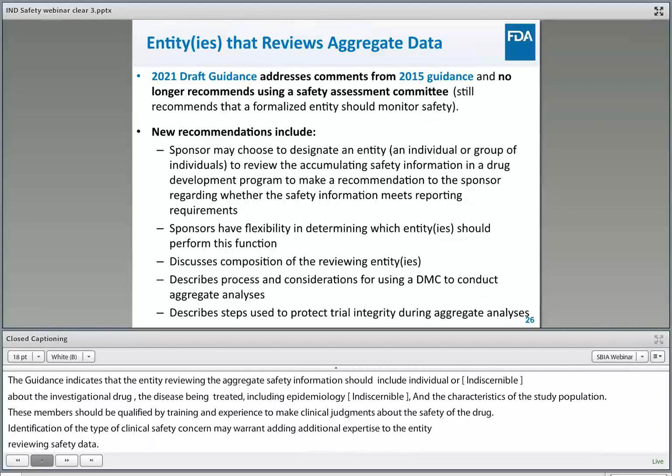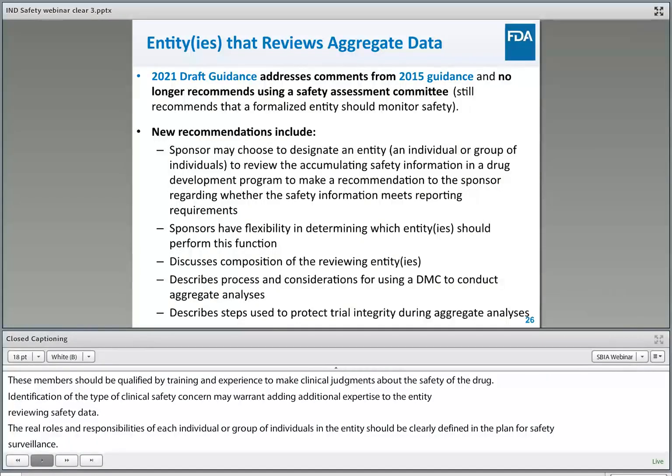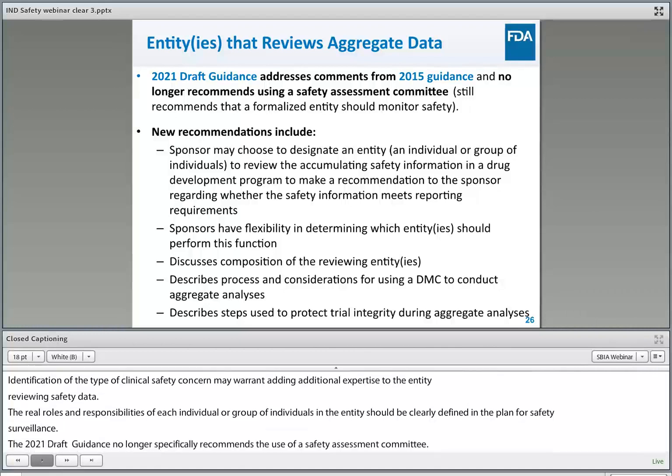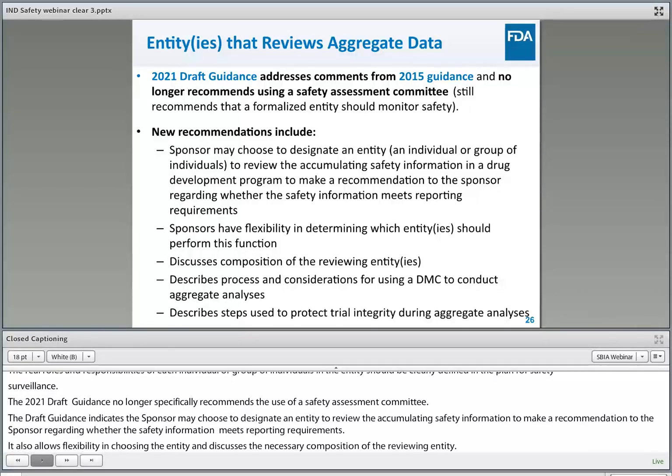As mentioned in the last slide, the new draft guidance no longer specifically recommends the use of a safety assessment committee. Instead, the new draft guidance indicates that a sponsor may choose to designate an entity to review the accumulating safety information, to make a recommendation to the sponsor regarding whether the safety information meets the reporting requirements. It also allows flexibility in choosing this entity and discusses the necessary composition of the reviewing entity. Further, the new draft guidance acknowledges that a data monitoring committee, or DMC, may be used to conduct aggregate analysis.